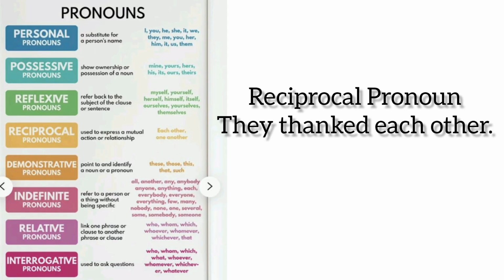Next we will learn the reciprocal pronoun. The reciprocal pronoun is used to express a mutual action or relationship. For the sentence we can say they thanked each other. So they are thanking each other means they are expressing something between them, right?